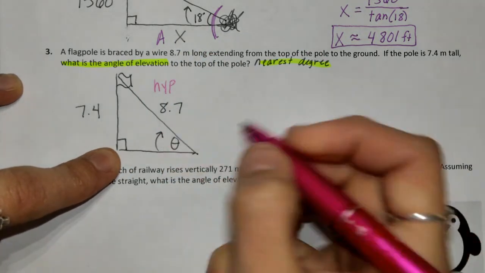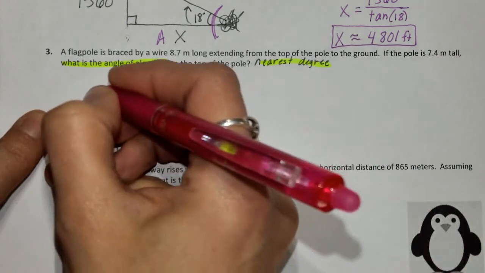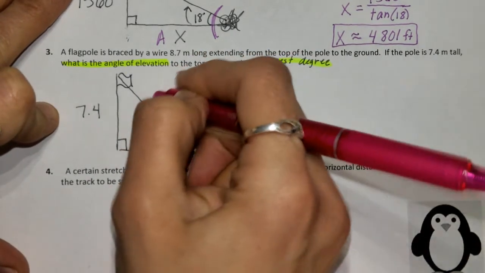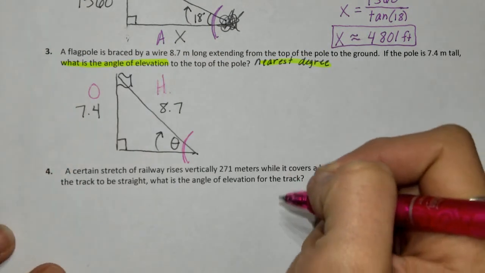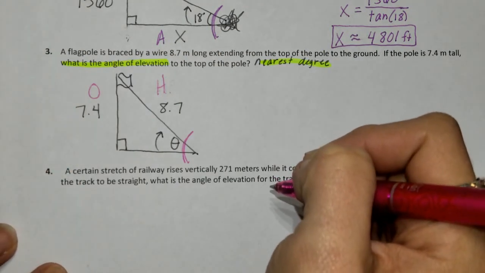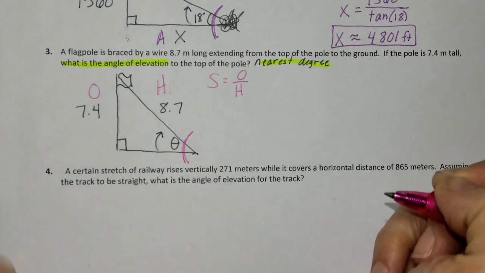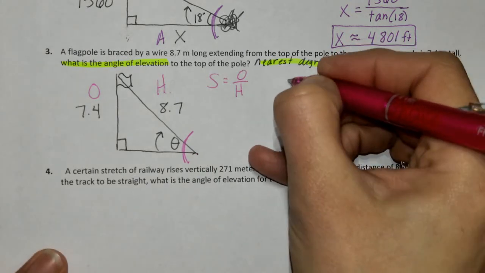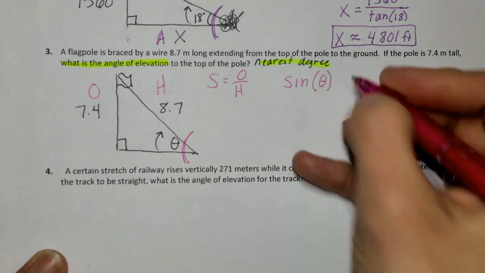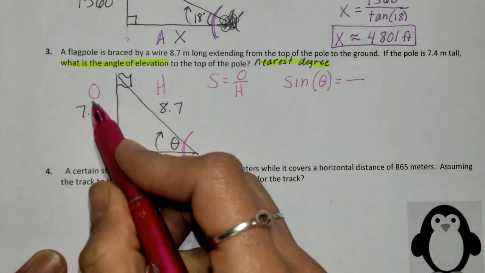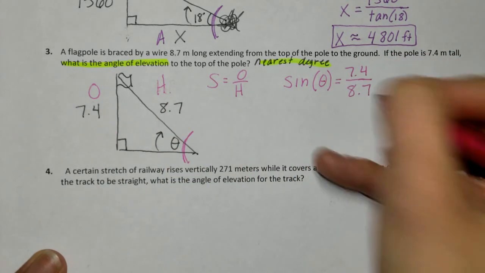At my reference angle right here, my other side is on the opposite side of the triangle. So I did that HYP again. H, it doesn't matter which one you do. And here's your O for opposite. In SOHCAHTOA, it is sine that we use for opposite and hypotenuse. So we have opposite over hypotenuse. We'll go ahead and fill this in. We're going to have sine of x or theta, whichever one you want to use, that's what we're missing, is equal to opposite, 7.4, over hypotenuse, 8.7.